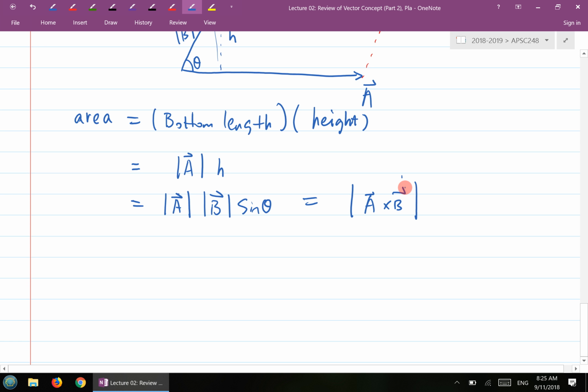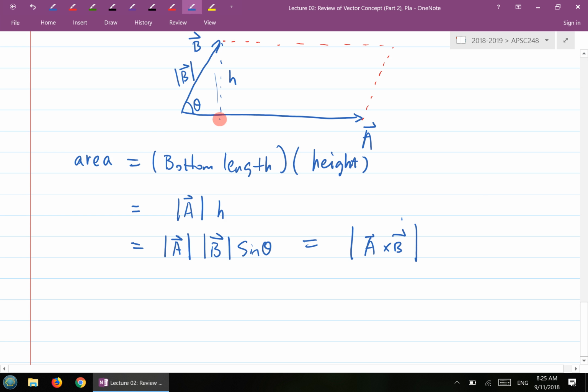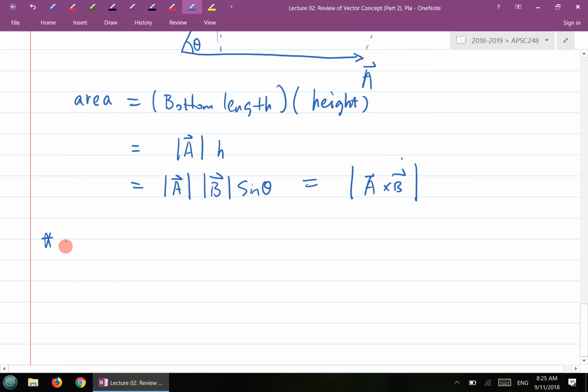Alright, so now I'm going to extend this a little bit further. Now we know the area, so next time, what's the area of the parallelogram? You don't need to use the bottom length times the height anymore. You can just use the vector concept to obtain the area. Okay, so let's look at the next one. Let's look at the volume of a parallelepiped.